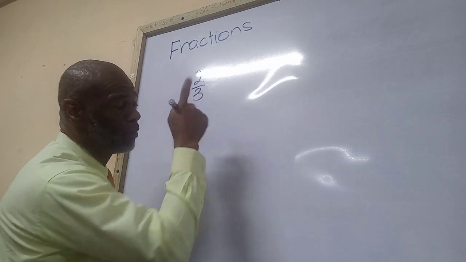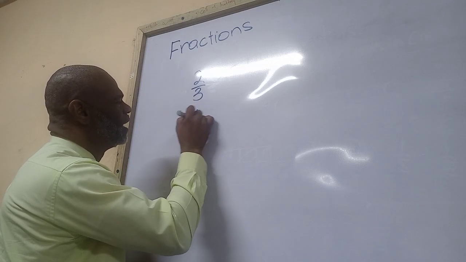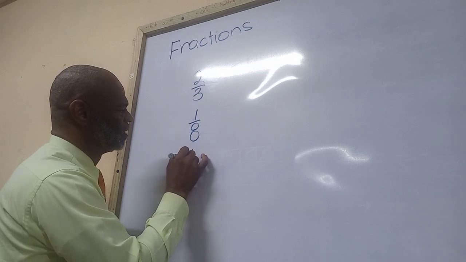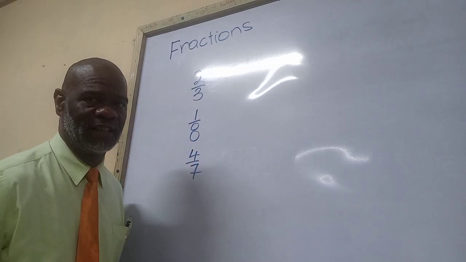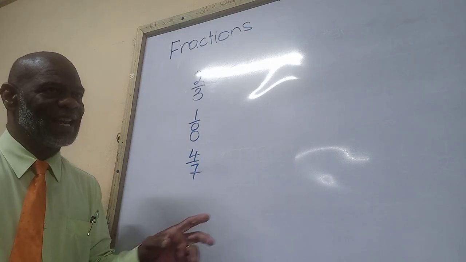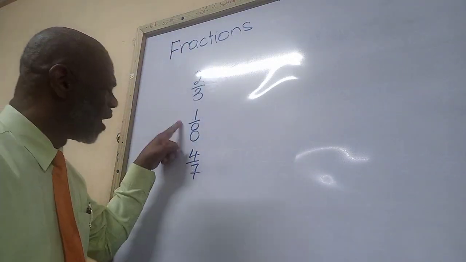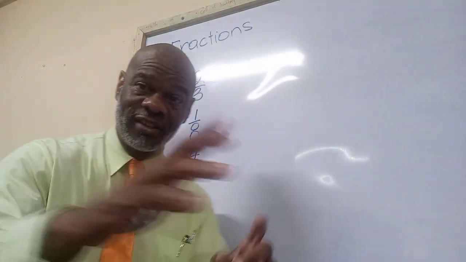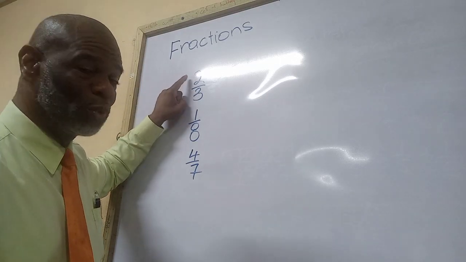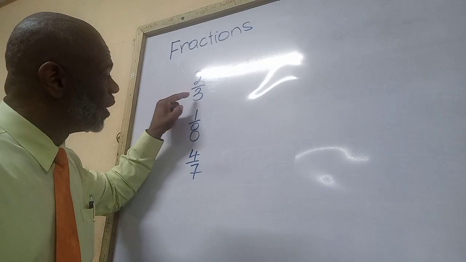Alright, let me just put this on the board. I'm going to write a number of fractions: 2/3, 1/8, 4/7. Right? Now let's look at these and let's call the fractions. So we have 2/3, we have 1/8, and we have 4/7. Good? Alright. Now we have 2/3. Now you hear what it says, 2/3.